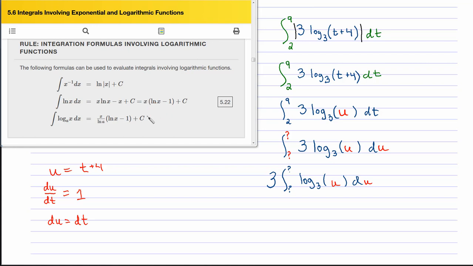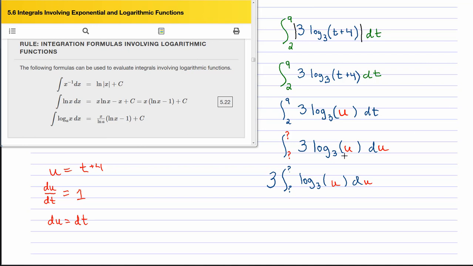And then there's just a slight modification of that formula if you're dealing with a general logarithm. The log base a of x is just x times the natural log of x minus 1. Oh, but then you have to divide by this little natural log of a. So, okay.